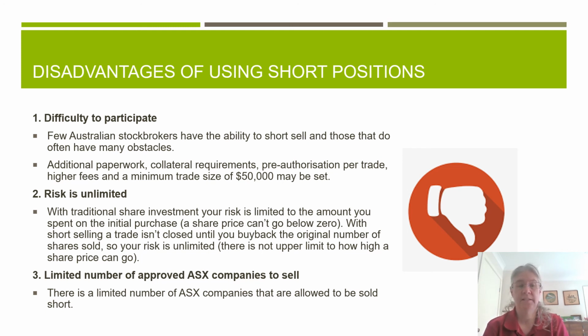The risk is unlimited. So remember, we talked about your risk with the traditional long method. It's no more than the price of your share. But with short selling, the trade isn't closed until you buy back the original number of shares sold, so your risk is unlimited. There's not an upper limit on how high a share price can go, but the bottom is zero. There's a limited number of approved Australian Stock Exchange companies that are allowed to be sold short.